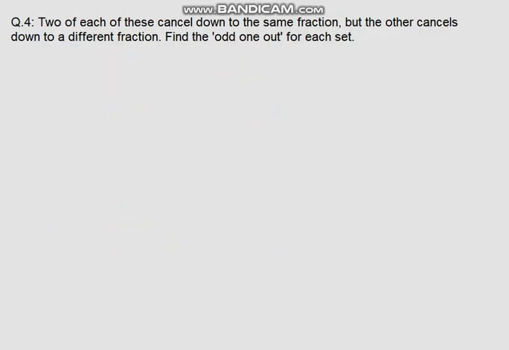On the same page 21, we have the last question, question number 4. 2 of each of these cancel down to the same fraction. We have a question here, question number A: 9 divided by 21, 4 divided by 14, and 15 divided by 35.